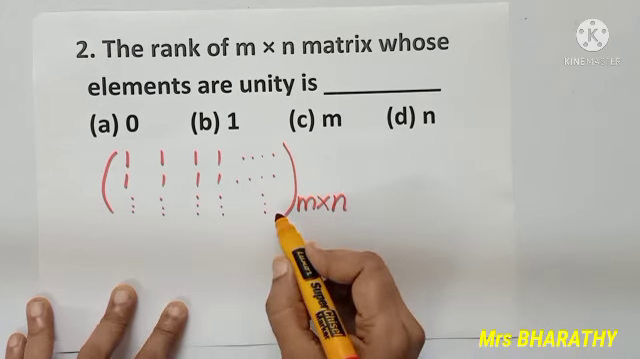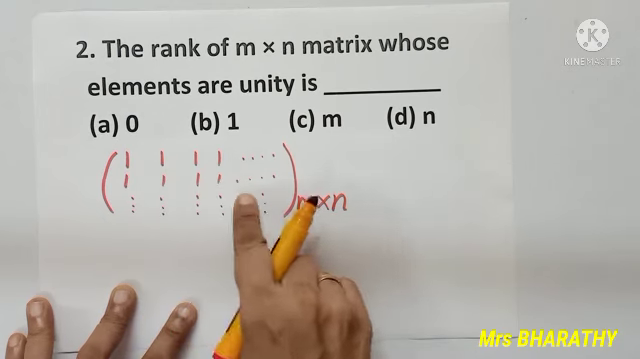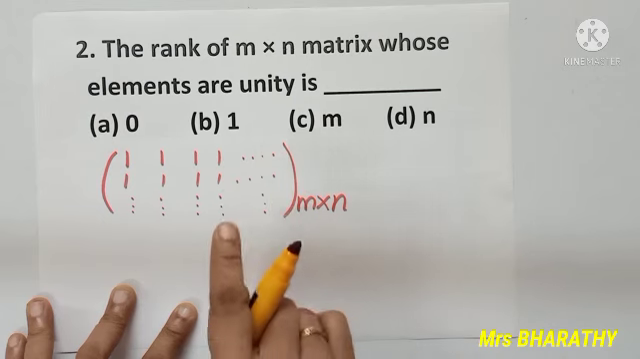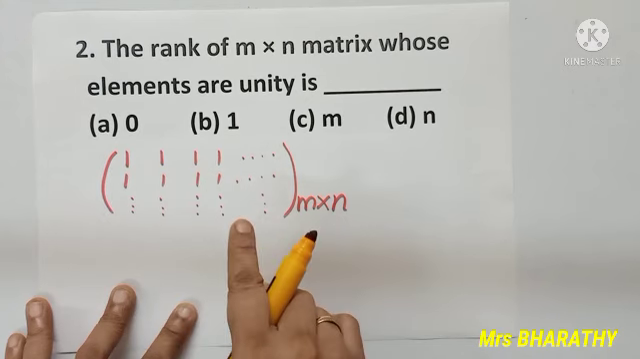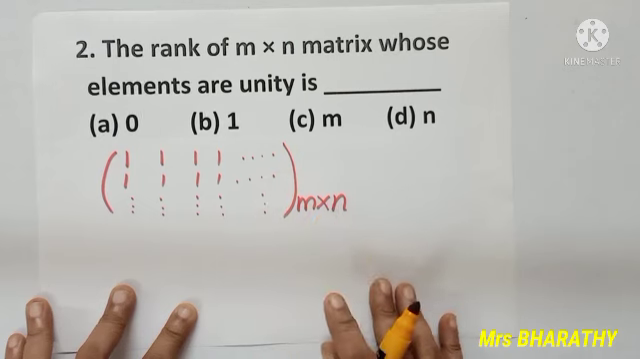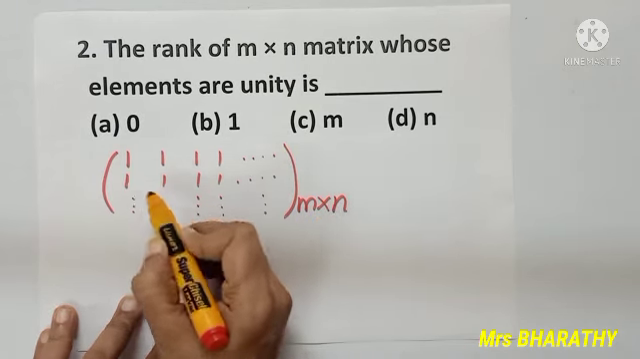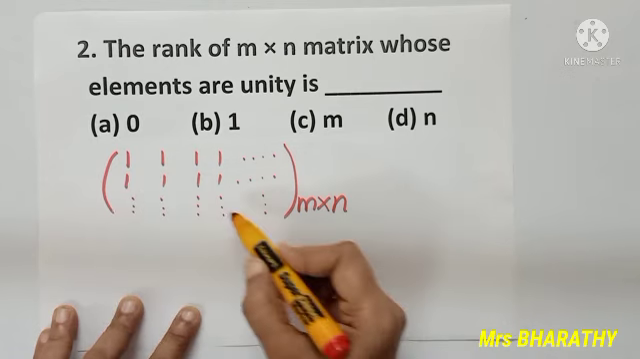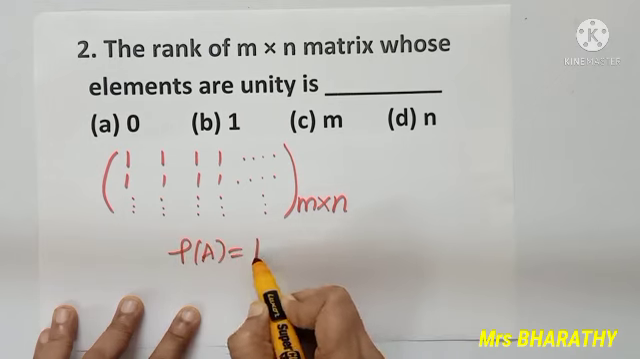Whatever be the number of rows and columns, if all the elements are equal to 1, however I take the determinant, my answer will be 0, because every row is identical to the other, or every column is identical to the other. Even if I take 2 by 2, 1 into 1 minus 1 into 1 is 0. So such a matrix, the rank is obviously 1 only.